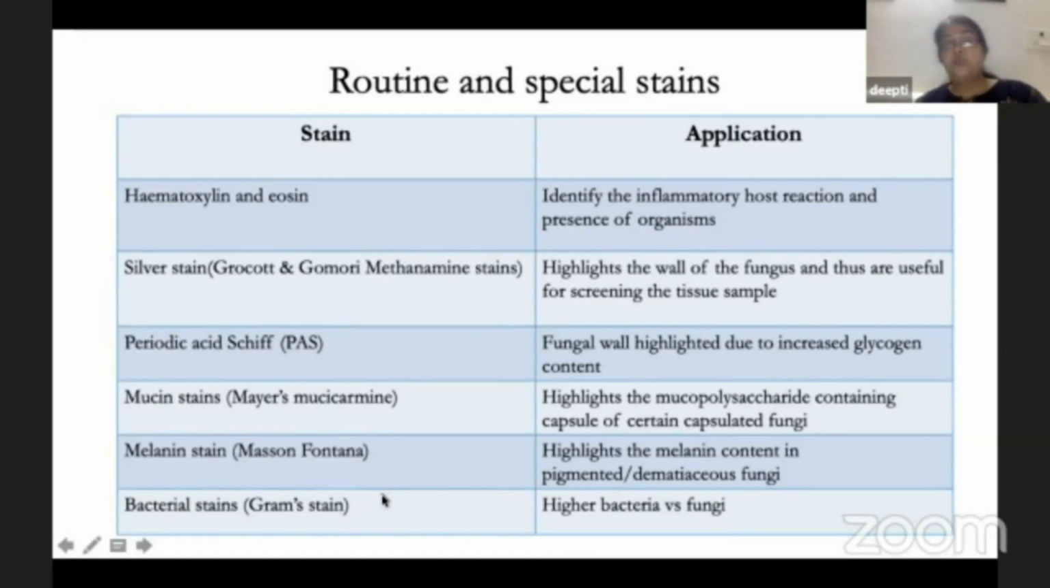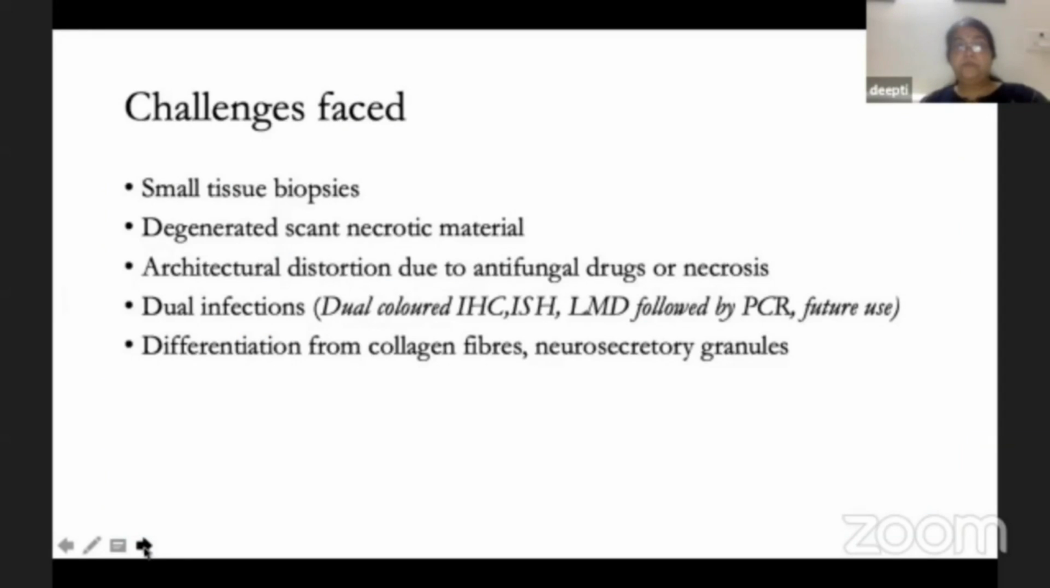Under these circumstances, special stains are used to differentiate between eumycotic and bacterial mycetoma. The future role of ancillary techniques like IHC, in situ hybridization, and laser microdissection followed by PCR may help us discriminate between these dual infections. The challenges which histopathologists face are that at times the tissue biopsies may be very small.